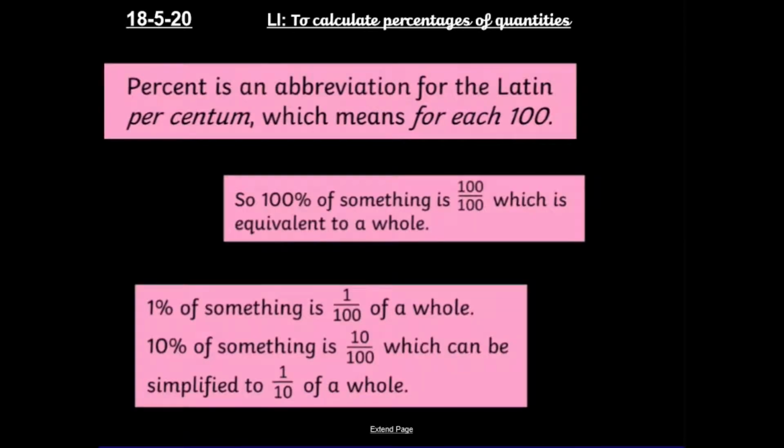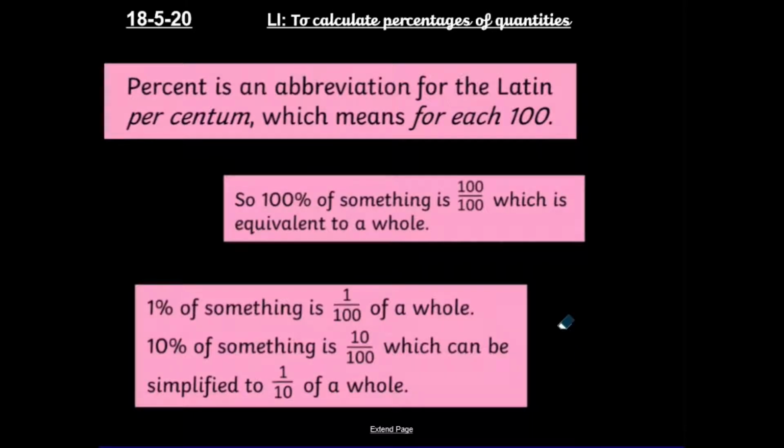Okay then, so percentages. Before we go into the actual maths work, we just need to have a little recap. Remember, percentage is an abbreviation for the Latin percentum, which means for each 100. So therefore, 100% of something is 100 over 100 as a fraction. Okay, and that is a whole. 100 over 100 is a whole. So 1% of something would be 1 over 100. And 10% of something is 10 over 100, which can, of course, be simplified to 1/10.